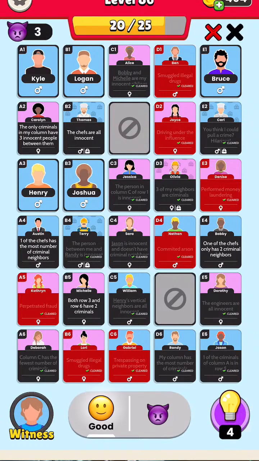Joshua, row 3, has 2 criminals. Wait, Joshua has 2 criminals. Oh, row 3 has 2 criminals. Oh, so Joshua would be the criminal. Okay, let's try that.